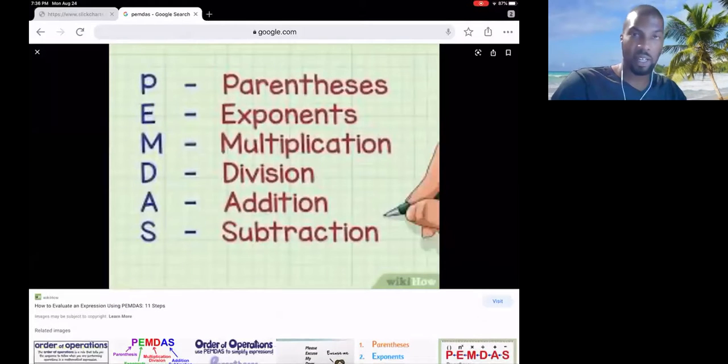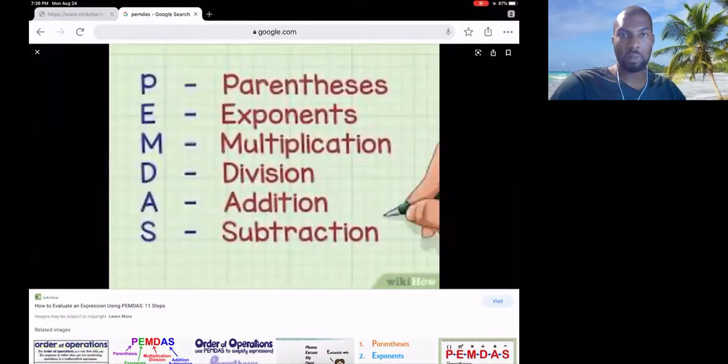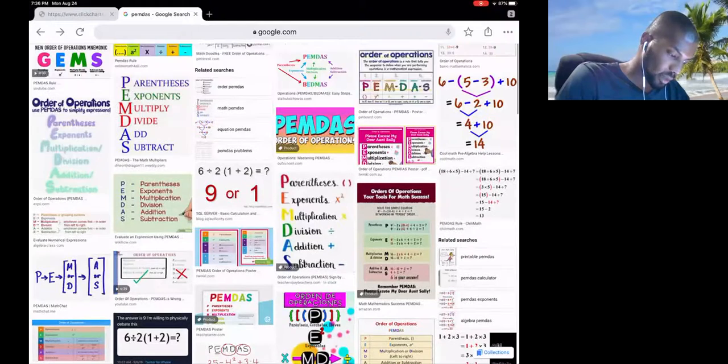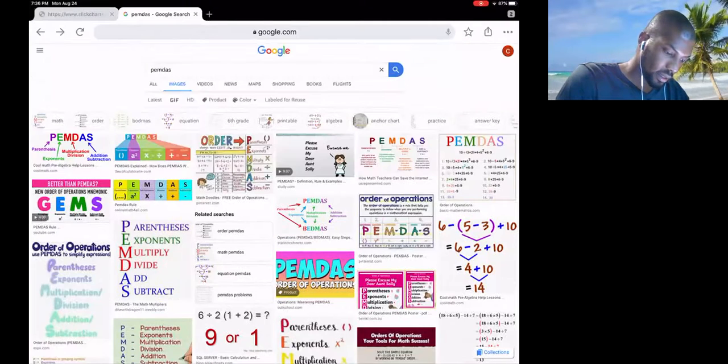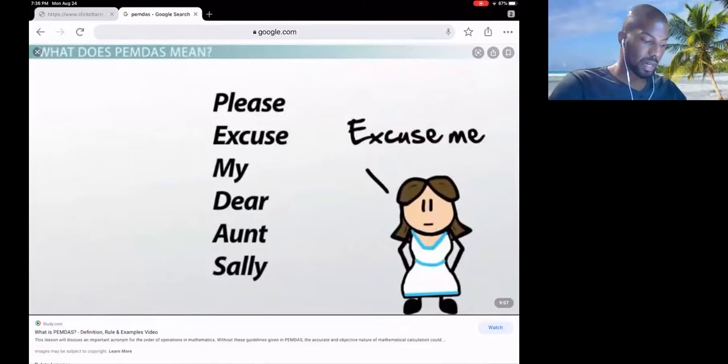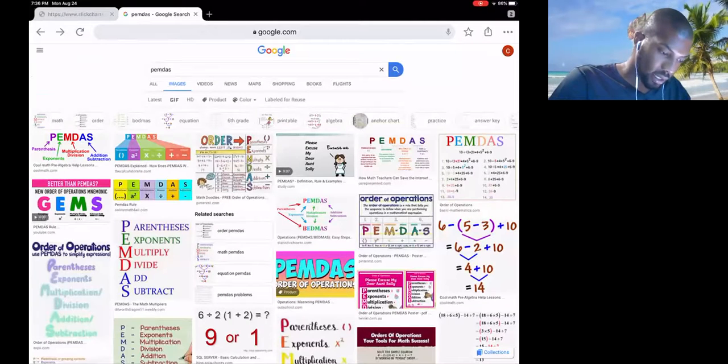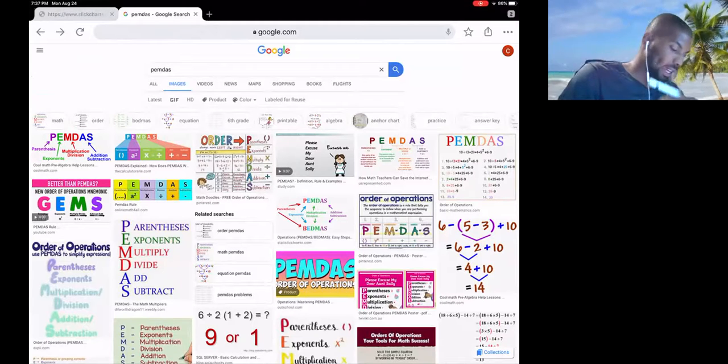Here's a cleaner version of that. Parentheses first, exponents, multiplication, division, addition, and subtraction. I just did Google searches for these. And then let me show you the please excuse my dear Aunt Sally, so that you always remember the order. PEMDAS. All right, so let's show how to use PEMDAS. I'm going to say a problem, and then I will show you why it's useful.